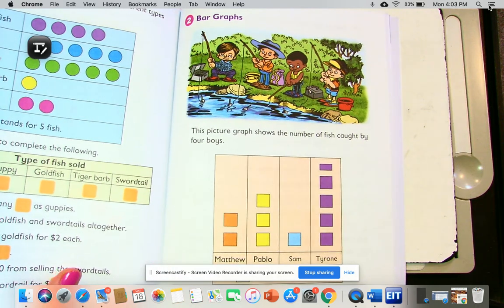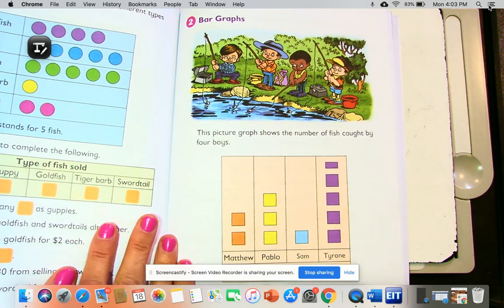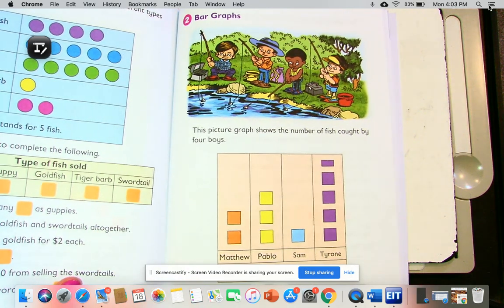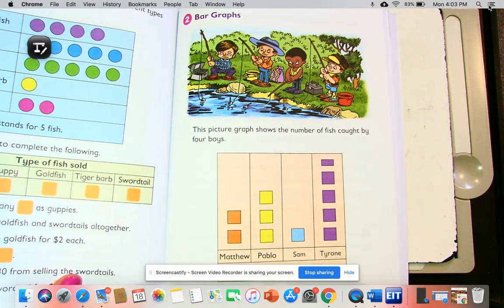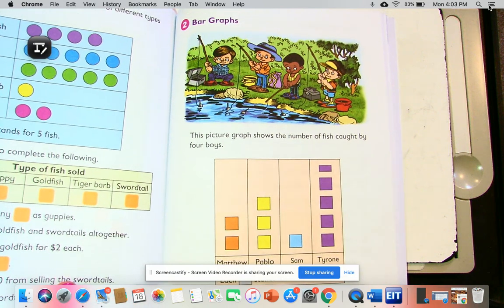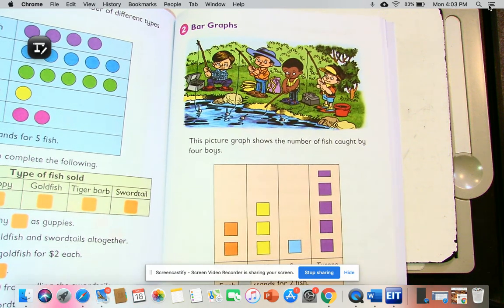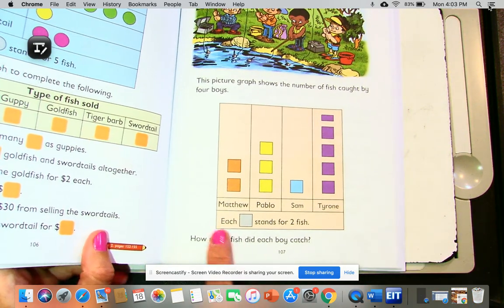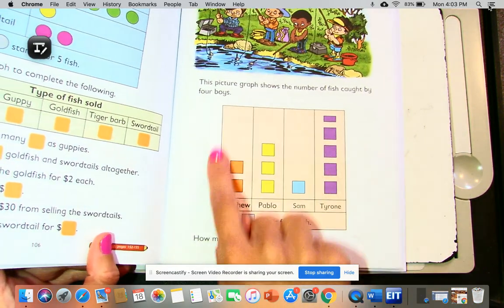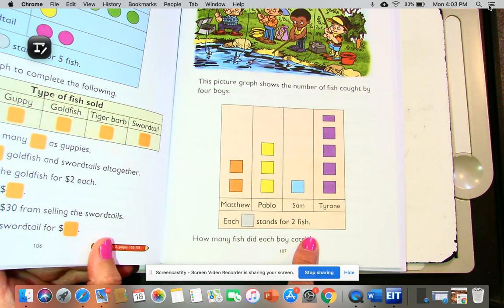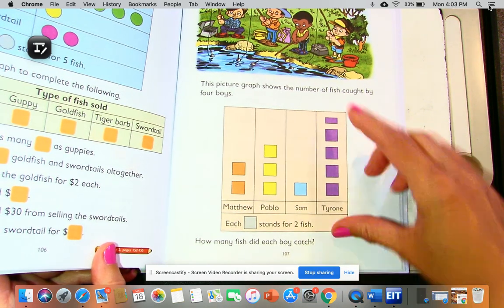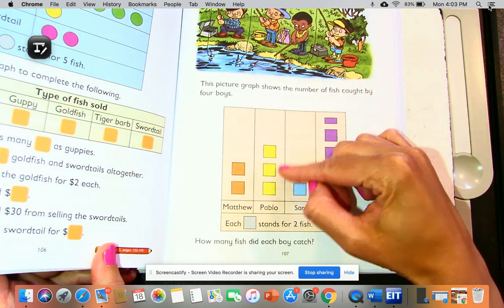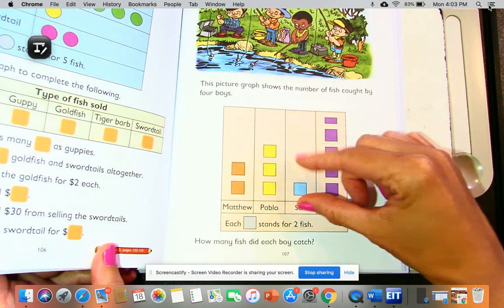So this is our textbook, page 107. It says this picture shows the number of fish caught by 4 boys. How many fish did each boy catch? So we've got some people fishing here, a cute little picture. And down below, we would still say this is a picture graph. And I think on the next page, instead of these separate symbols, they're going to combine them to be a bar.